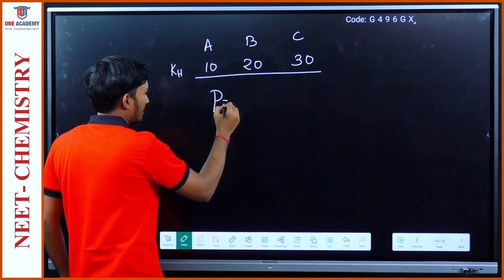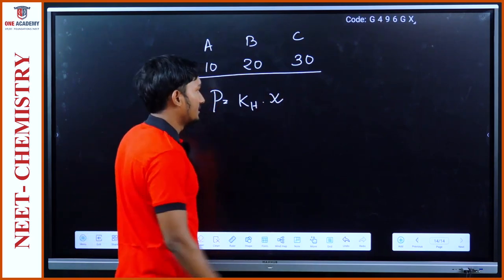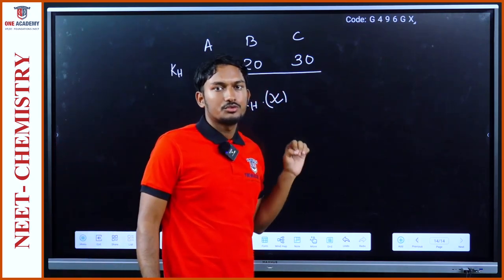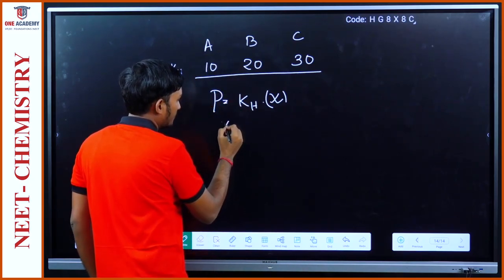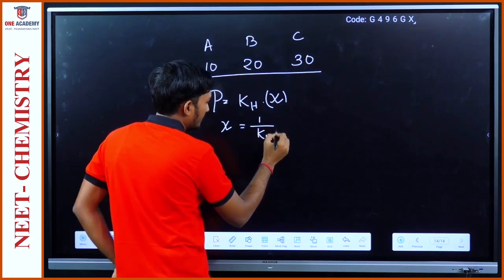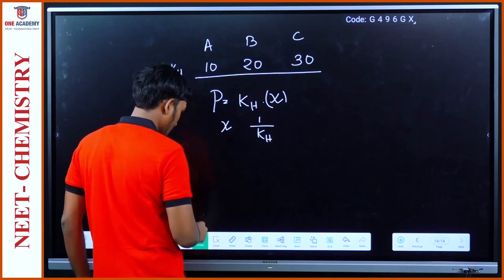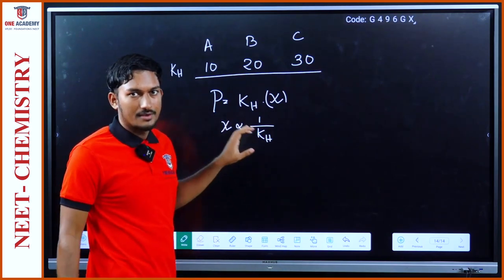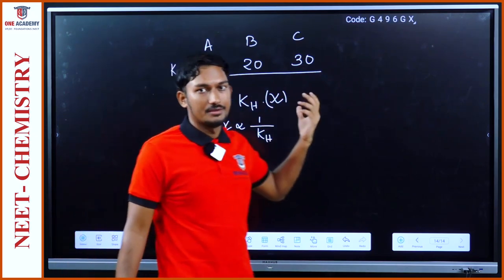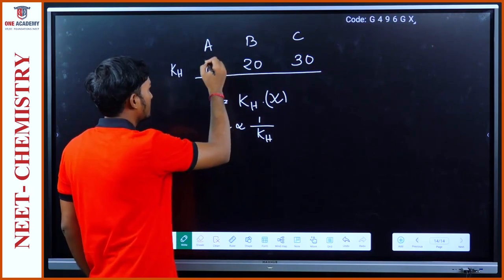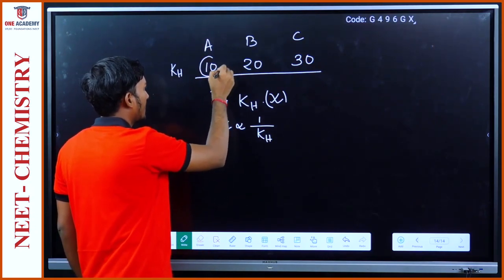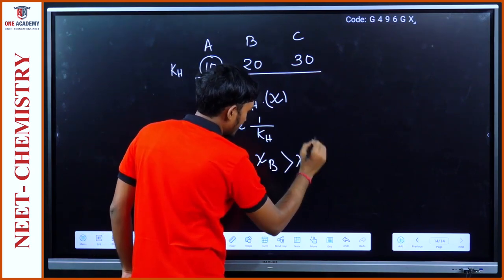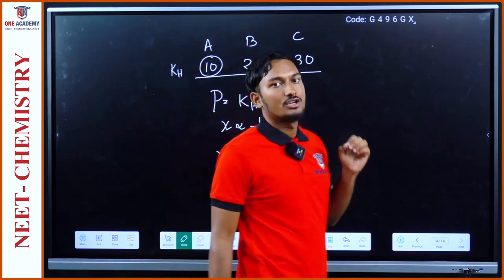1, 2, 3. Okay. P is KH times mole fraction. Chi of the gas is directly related to solubility. So if pressure is constant, solubility is proportional to 1 by KH. So if KH is of lower value, then solubility will be high. For this one, which one has the lowest KH? This one has the lowest KH. So solubility of A will be highest, then solubility of B, then solubility of C. KH high means solubility is low.